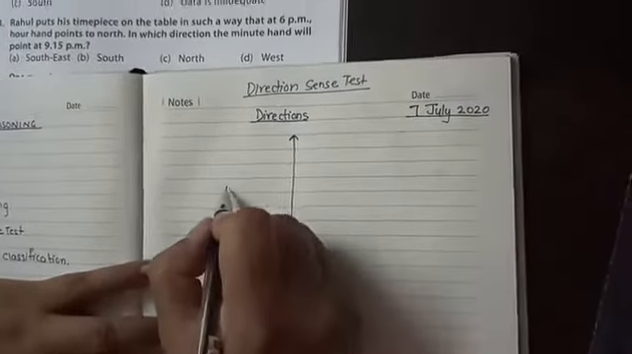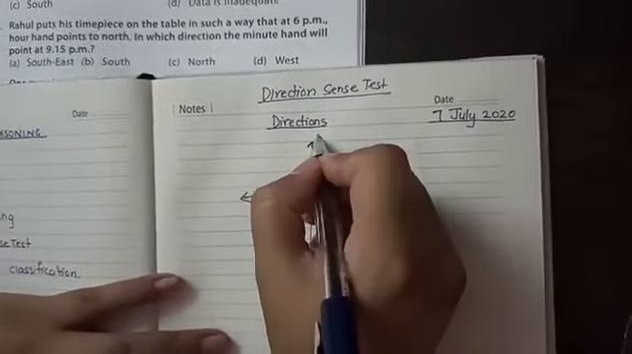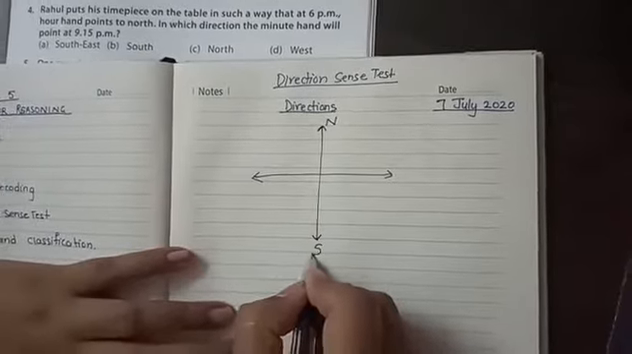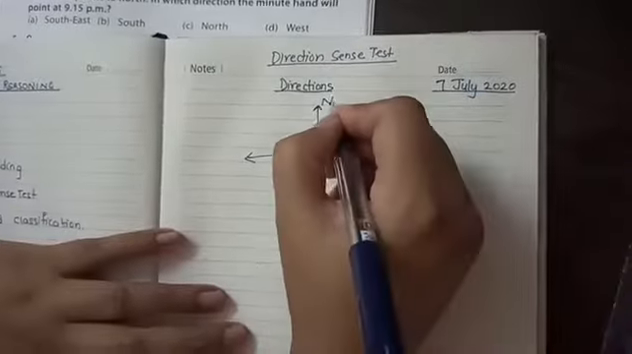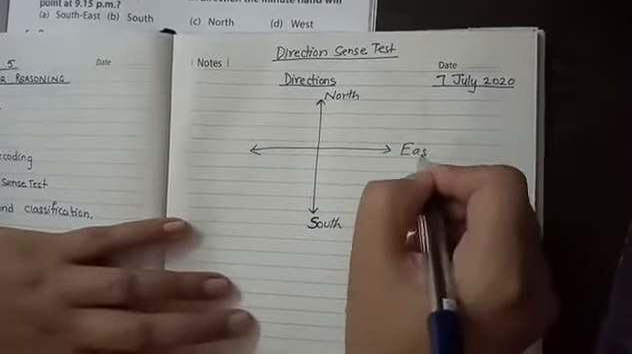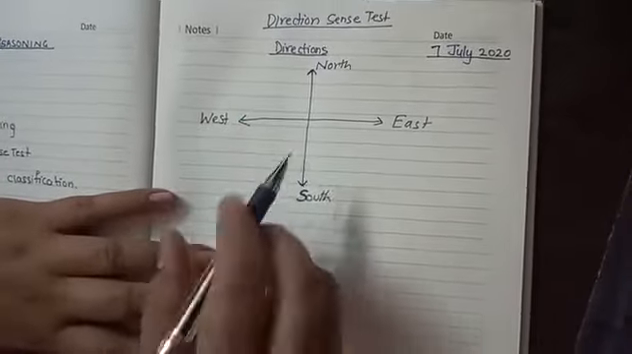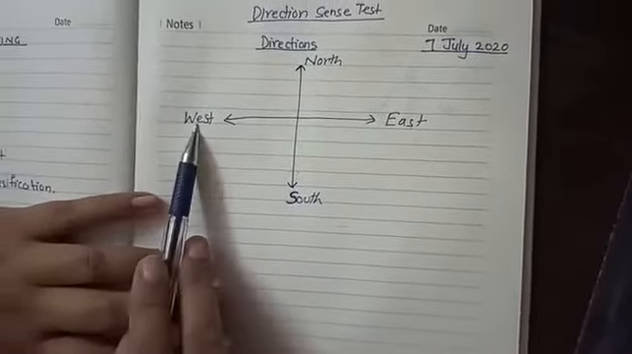So we'll draw this arrow like this. The topmost direction is the north, and below this, opposite to north, we have south direction. So this is north, south. On our right we have east, and on the left we have west. So these are the directions: north, south, east and west.